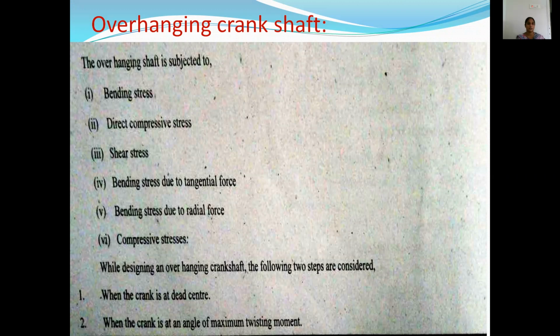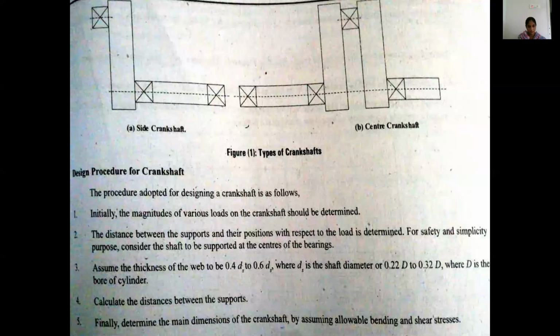An overhanging crankshaft is subjected to bending stress, direct compressive stress, and also shear stress. These include bending stress due to tangential force, bending stress due to radial force, and compressive stress. While designing an overhanging crankshaft, two cases are considered: when the crank is at dead center and when the crank is at an angle, with the twisting moment. Okay, this is the side crankshaft and also the center crankshaft.